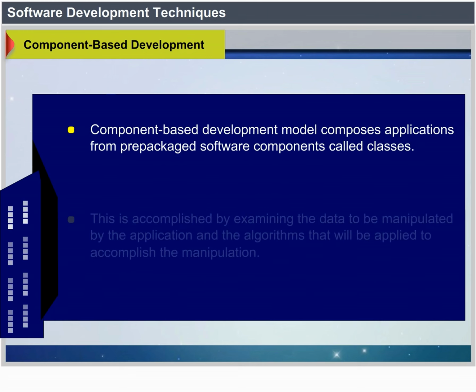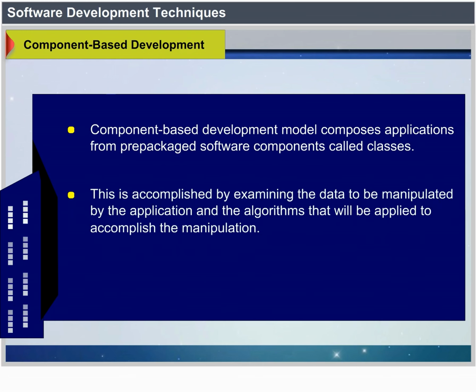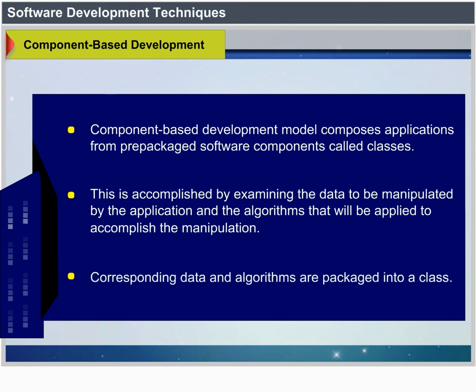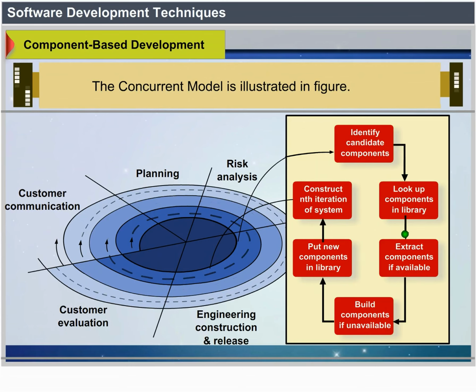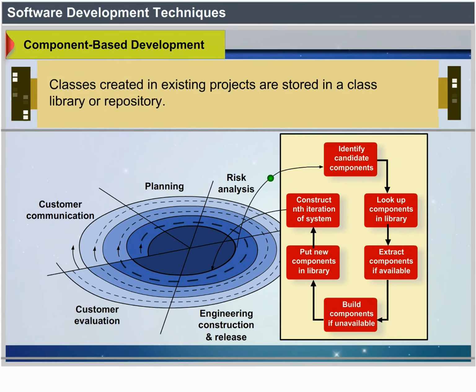This is accomplished by examining the data to be manipulated by the application and the algorithms that will be applied to accomplish the manipulation. Corresponding data and algorithms are packaged into a class. The concurrent model is illustrated in Figure 1. Classes created in existing projects are stored in a class library or repository.